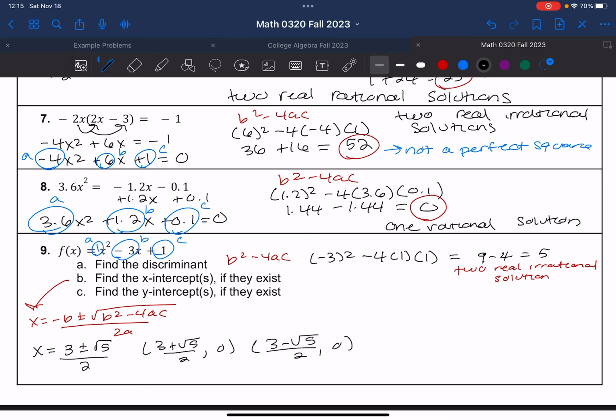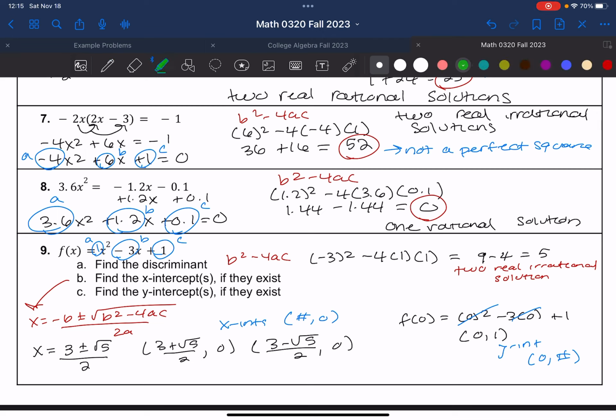So remember, our x-intercepts are always a number, comma 0. Our y-intercepts is when x is equal to 0. So we're just going to plug in 0 for x. So f of 0 is equal to 0 squared minus 3 times 0 plus 1. These all cancel, and I'm left with 1. So that means my point is 0, comma 1. This is my y-intercept because it's always 0, comma a number. So here are all of my answers here.